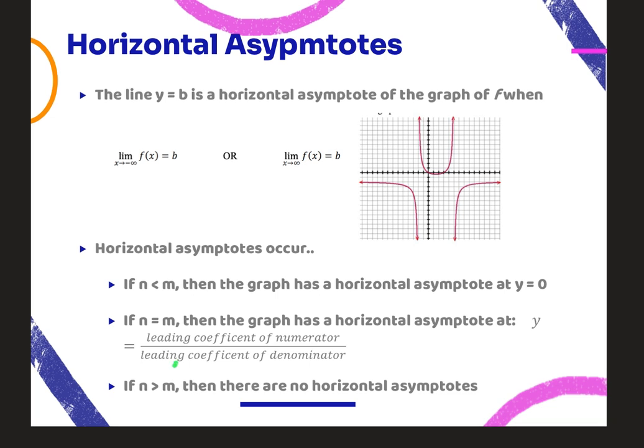This says, if I have a rational function, which means there's a fraction, there's a variable in the top, or at least a variable in the bottom, then your horizontal asymptotes occur in one of these 3 ways. If the exponent on the numerator is less than the exponent on the denominator, then your horizontal asymptote is y equals 0.